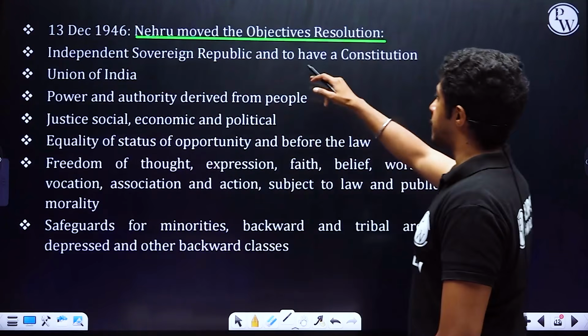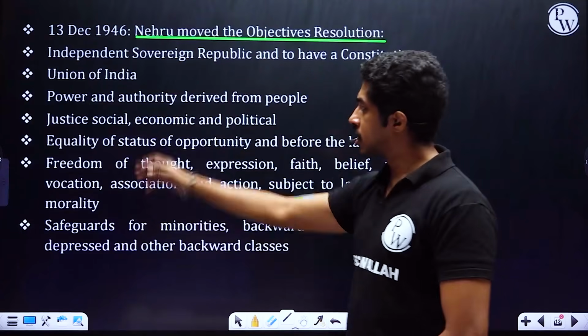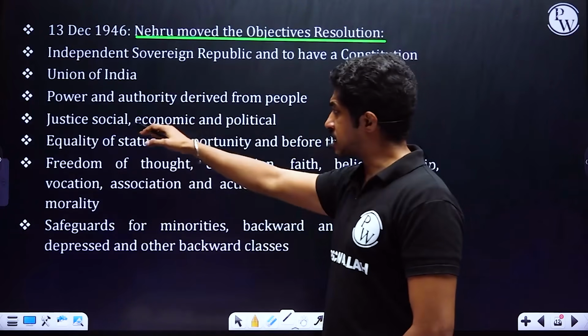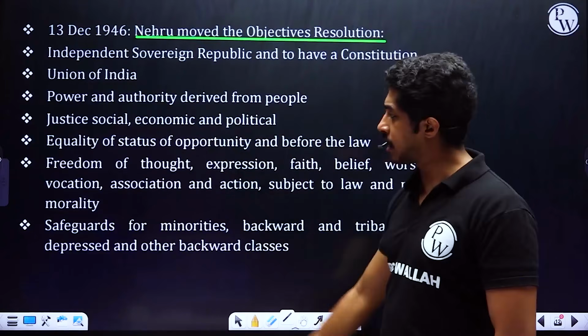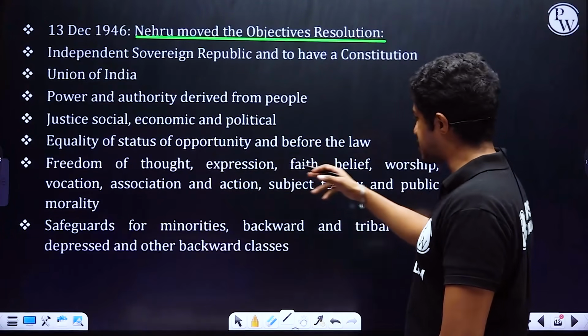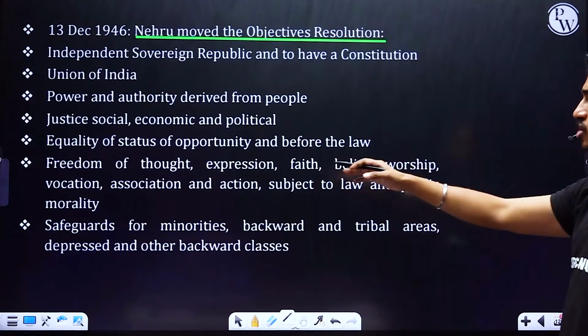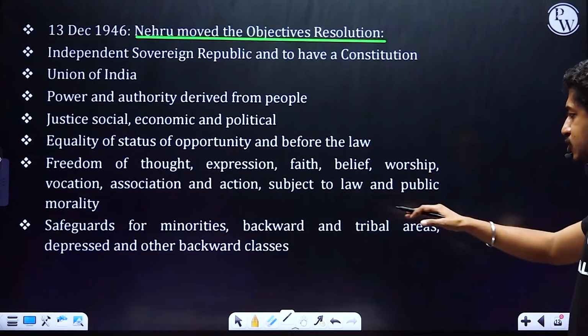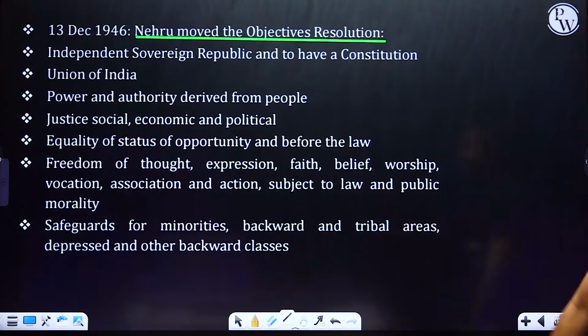Independent sovereign republic and to have a constitution, Union of India, power and authority derived from the people, justice, social, economic and political, equality of status, of opportunity and before the law, freedom of thought, expression, faith, belief, worship, vocation, association and action, subject to law and public morality, safeguards for minorities, backward and tribal areas, depressed and other backward classes.